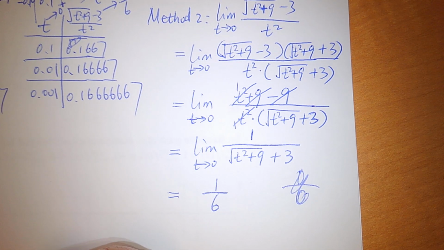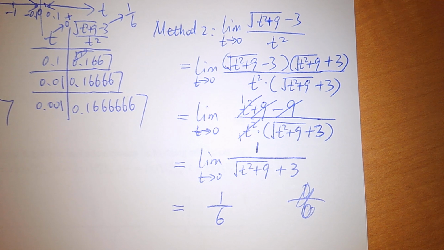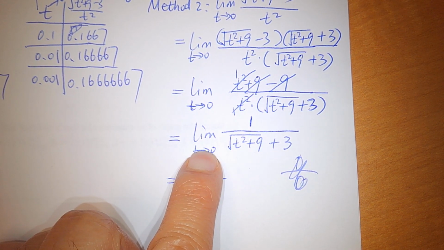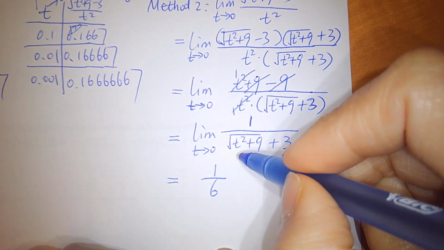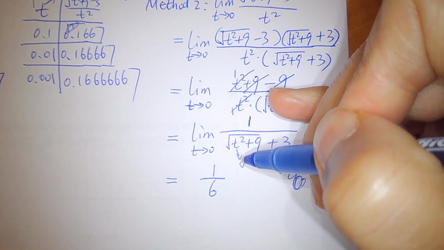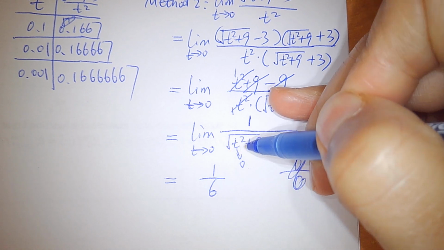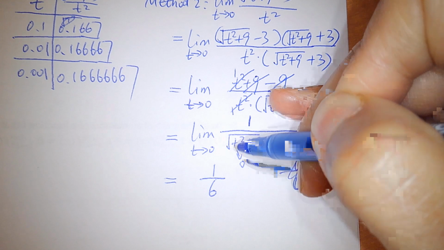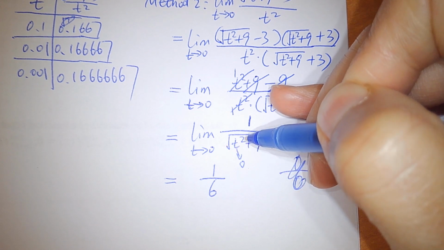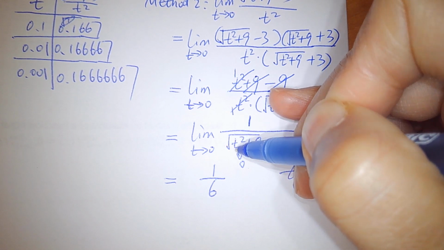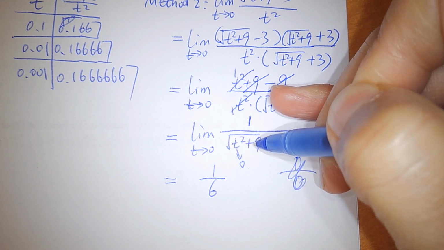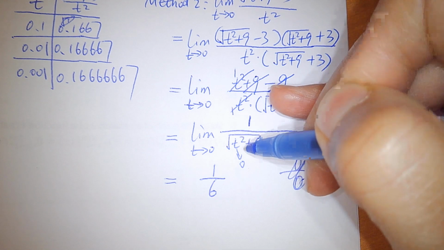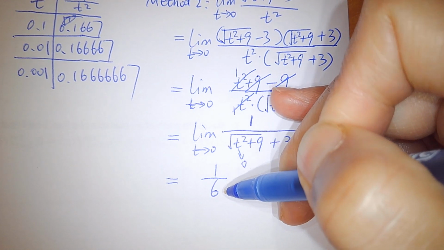Could you repeat that last step? Okay, when t approaches 0, how about t squared? T squared will approach 0 because 0 squared is 0. And then if this part is 0, 0 plus 9 gives us 9, and the square root of 9 gives us 3, plus this 3 gives us 6.